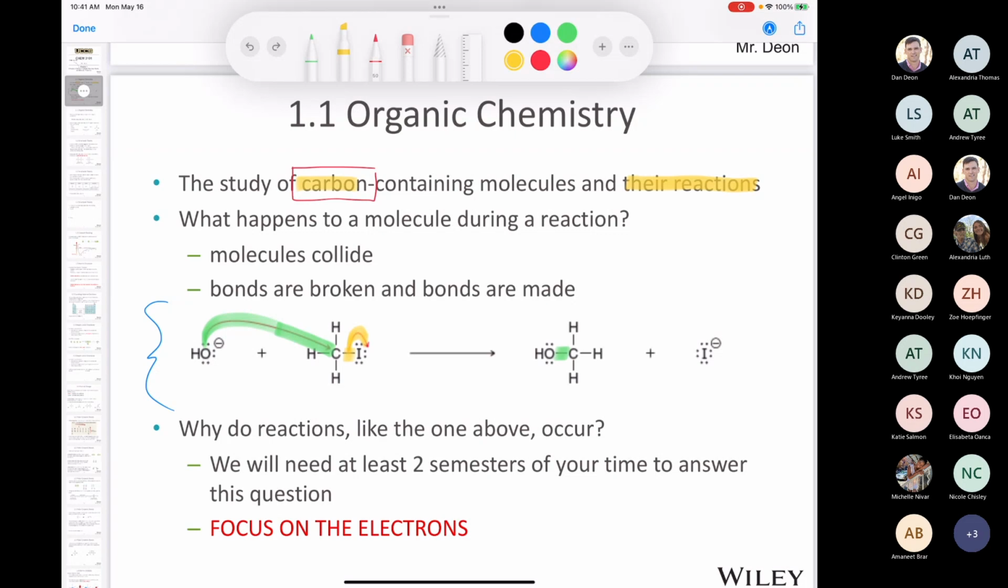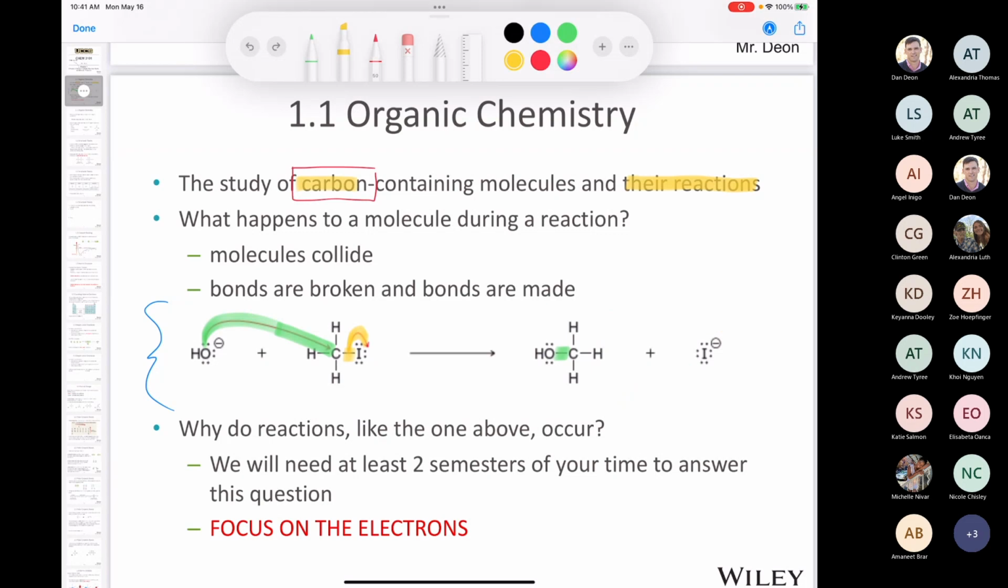And one of the questions that we want to ask ourselves is, why does a reaction like this even happen? Why does the hydroxide react with this compound, called iodomethane, to make methanol, which is used as a fuel? If you've ever made fondue, it is used as fondue fuel. Anyhow, and the iodide ion. Why does that even happen?